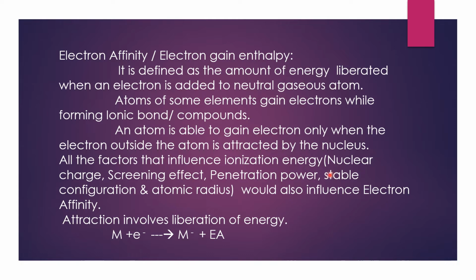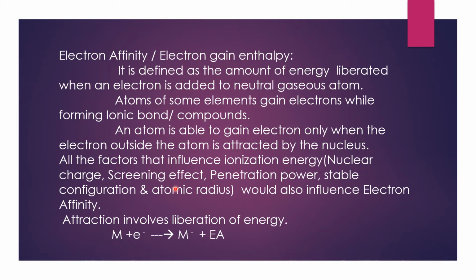If the nuclear charge is more, ionization energy is more. The same way, when the nuclear charge is more, it can easily attract the electron outside the atom. So the more the nuclear charge, the more is the electron affinity. The next factor, screening effect, which means the number of orbits. If the number of orbits are more, ionization energy is less because they act like screens. So the electron can be removed easily.